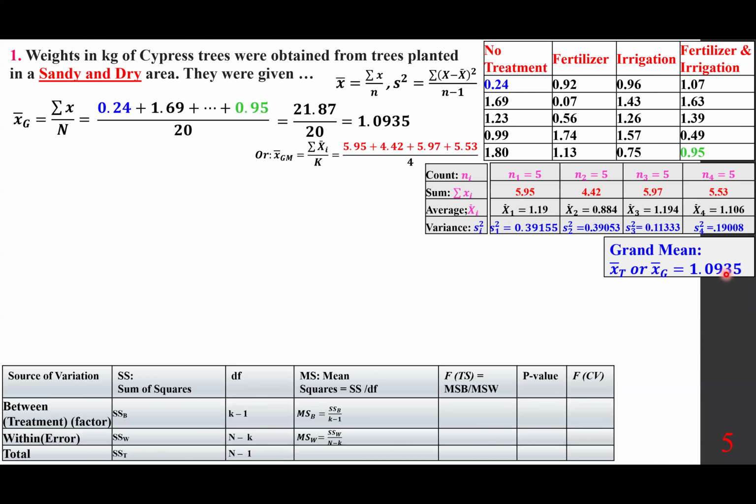So that means the entire groups, they give us a mean of 1.0935. In other words, don't treat them as individual groups. Just imagine it's entirely one group. Done.